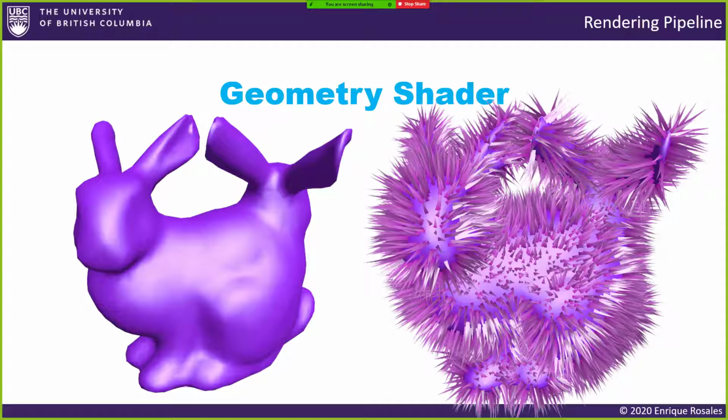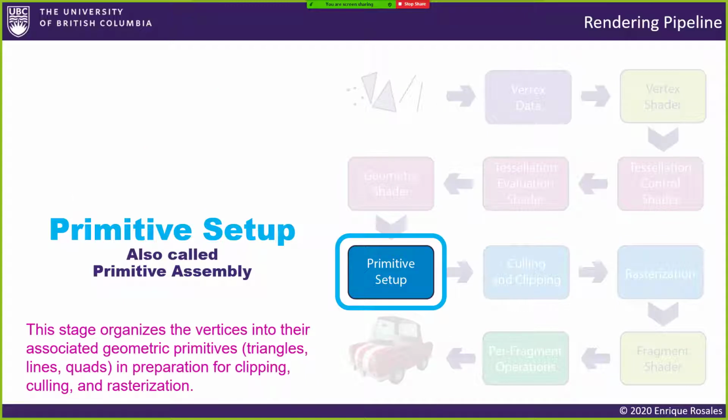Okay, so now let's talk about the next stage in the pipeline. This is called the primitive setup. Sometimes it's also called the primitive assembly. This stage basically organizes the vertices into their associated geometric primitives.